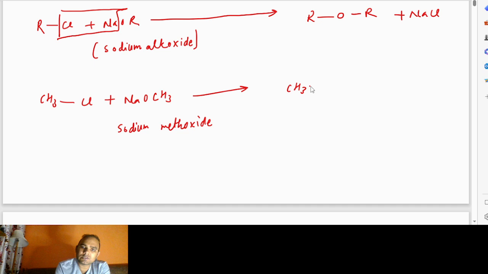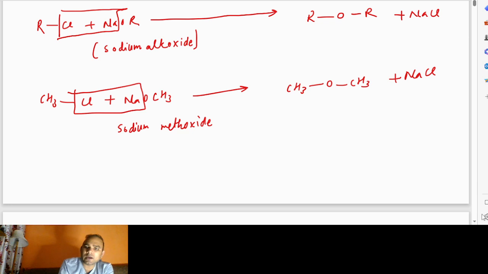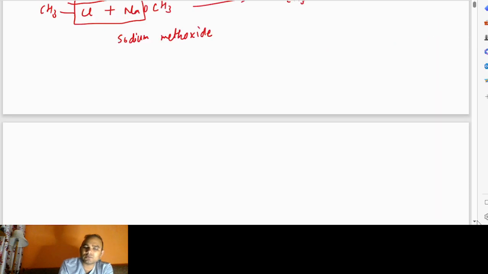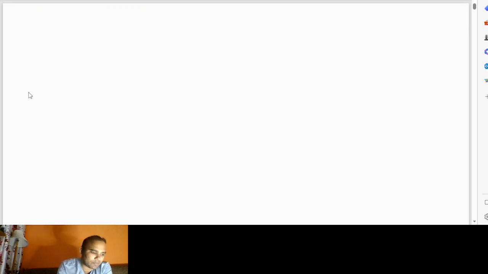I wrote it like that. So what will happen? Here I wrote HCl, right? So it will give CH3NH2, and HCl is going to be released. So this is the 1 degree primary amine. This is a 1 degree amine, right?